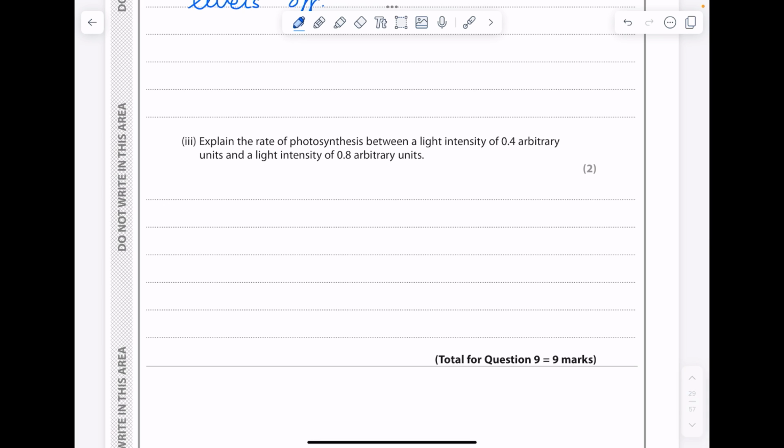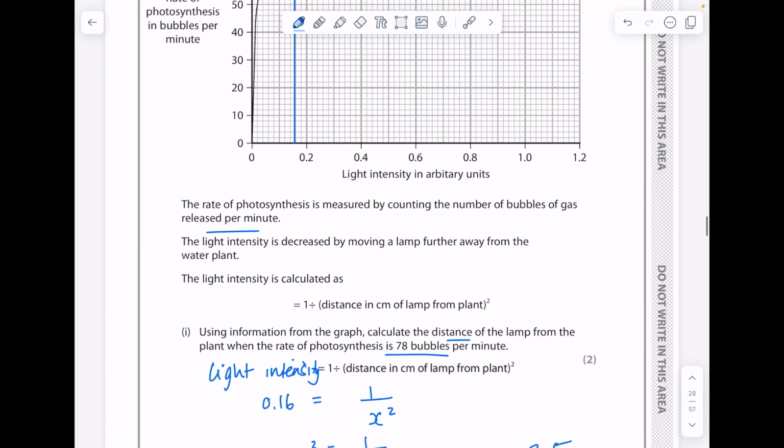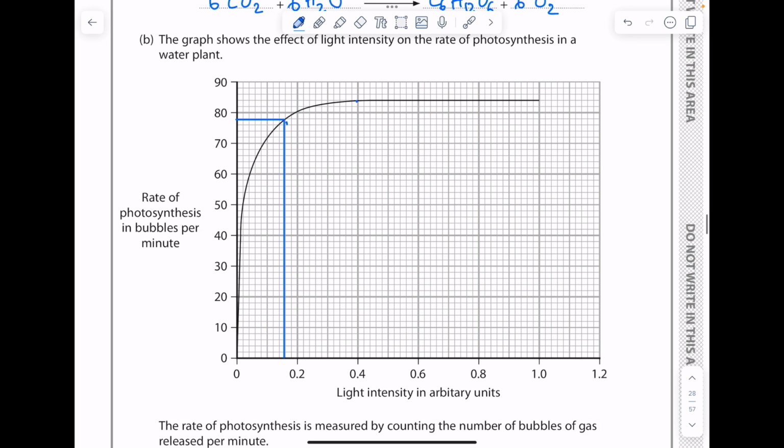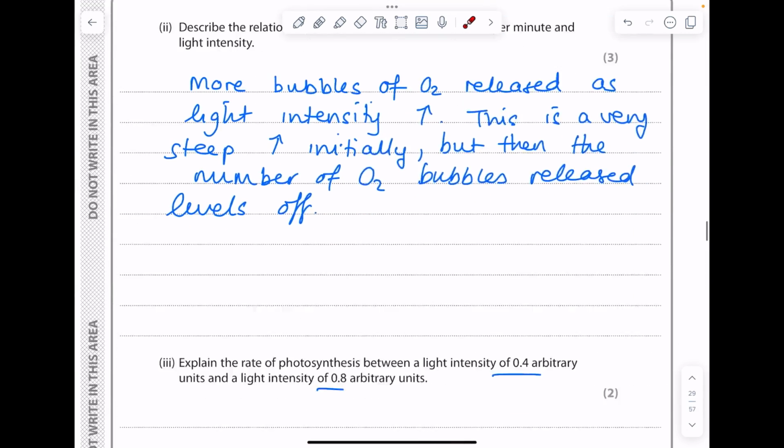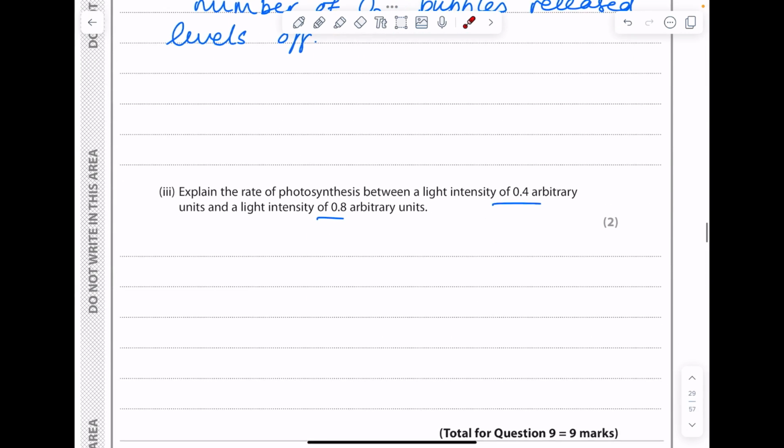Explain the rate of photosynthesis between a light intensity of 0.4 arbitrary units and a light intensity of 0.8 arbitrary units. We're looking here. Because increasing that light intensity has no effect on the number of oxygen bubbles released, you can see that because it's plateaued, it means there must be another limiting factor. So that could be temperature or it could be carbon dioxide concentration.